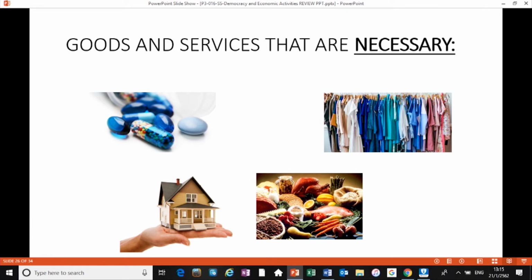Goods and services that are necessary. Who can remember what necessary means? Things we need. Excellent, Claire. Well done. Medicine, clothes, house, and food.